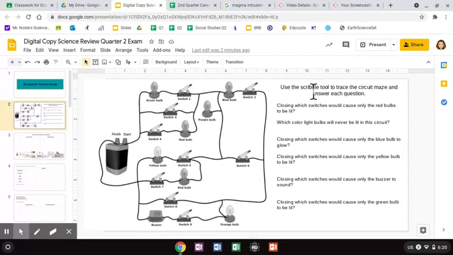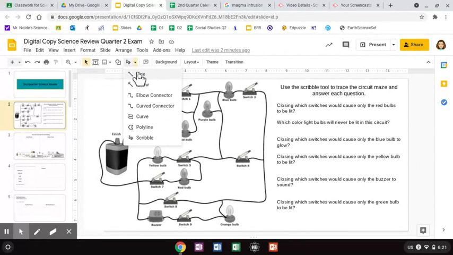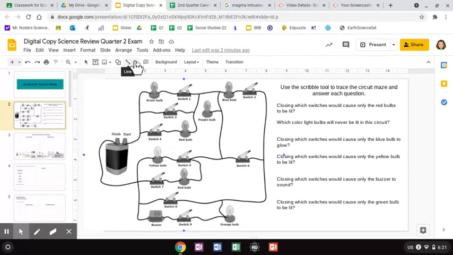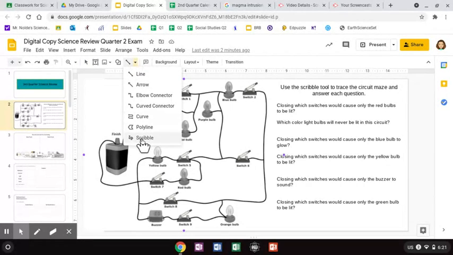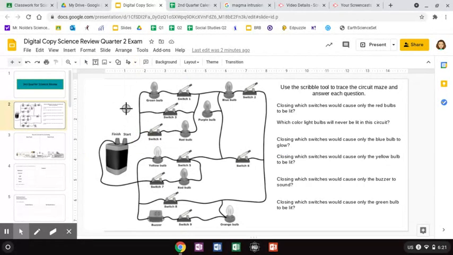Okay, so we're using our scribble tool to trace the circuit maze and answer each question. My scribble tool is up here. You might see it like that. It might have the line on it, and then you'll just click the arrow and go down to your scribble tool, and then you'll have this little plus sign.